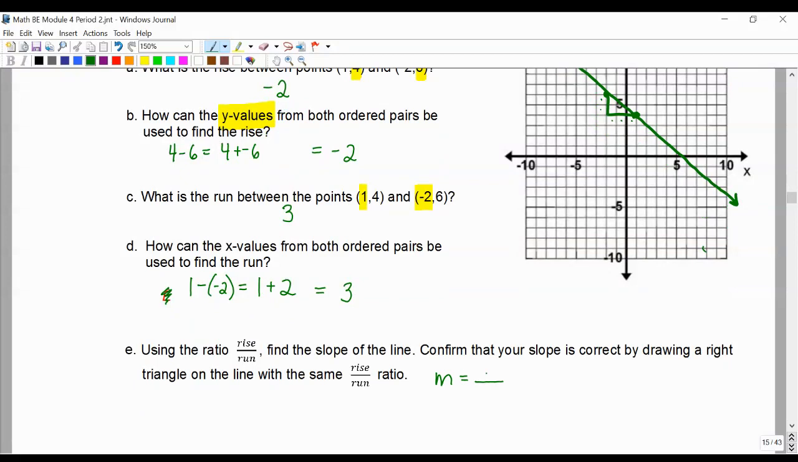All right, so the slope for this line is negative 2/3. We rose down 2 and right 3, or we also write it this way. Either way works. These are the same. So that's the first page of the 4.1d lesson.